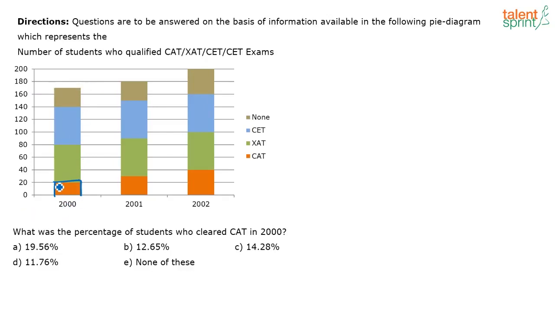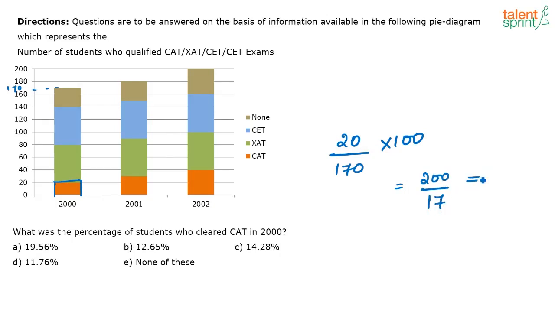Totally so many students are there, out of which 20 have cleared CAT. So here this value represents how much? It is between 160 and 180, so you can take it as 170. So what percentage of the students have cleared? 20 out of 170 have cleared the CAT. So this is the percentage that I am looking at, which is equal to 200 divided by 17.